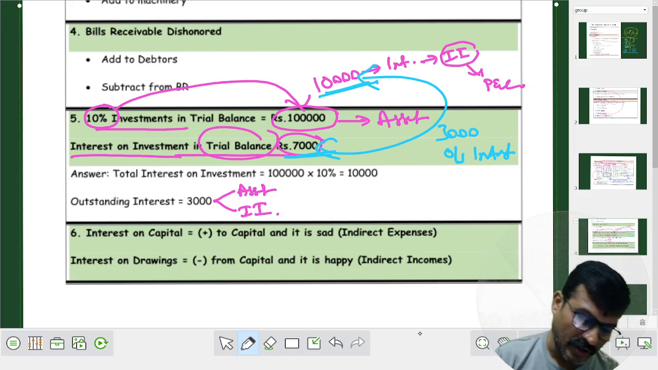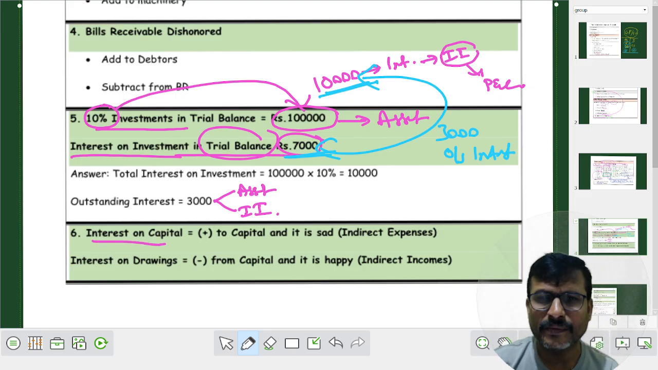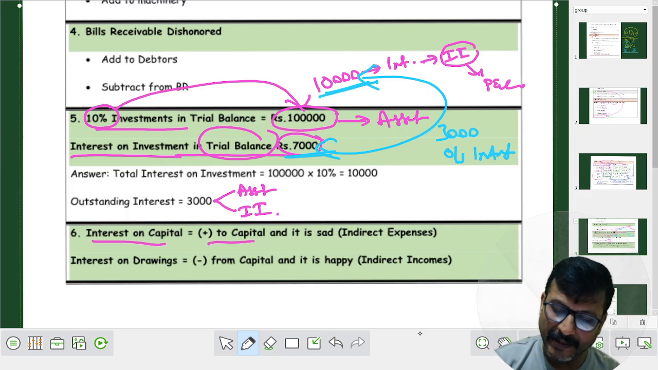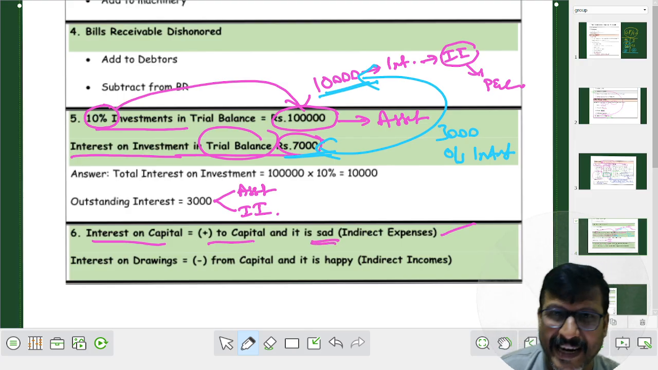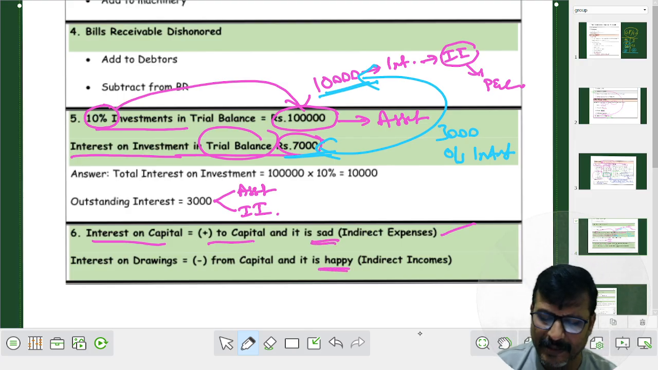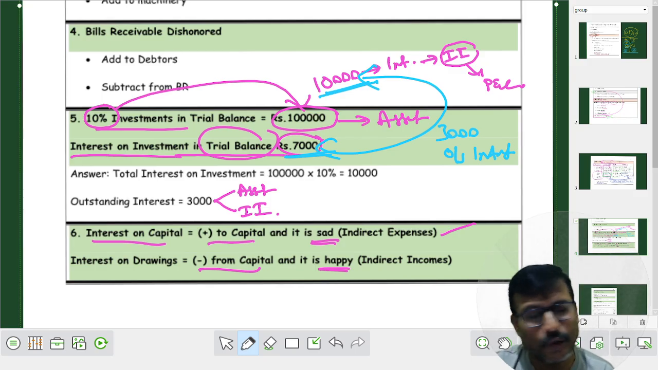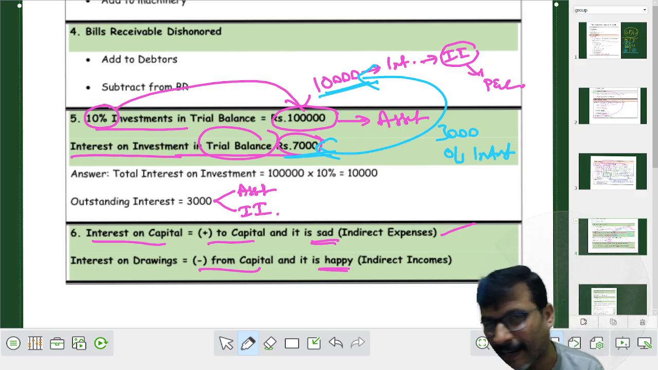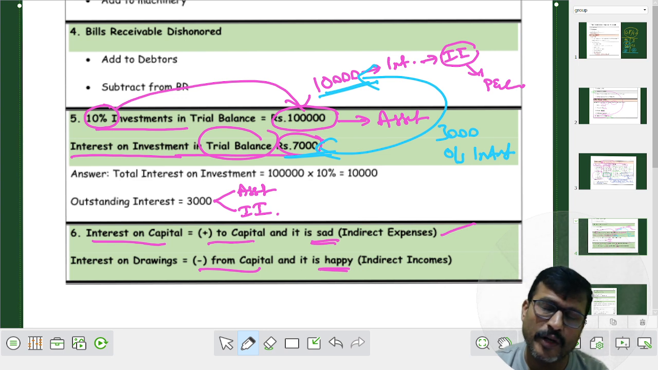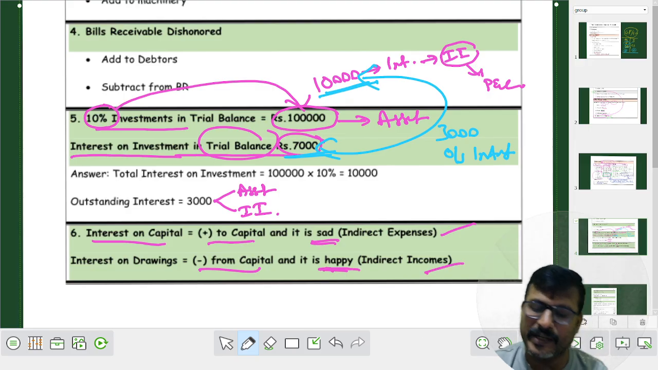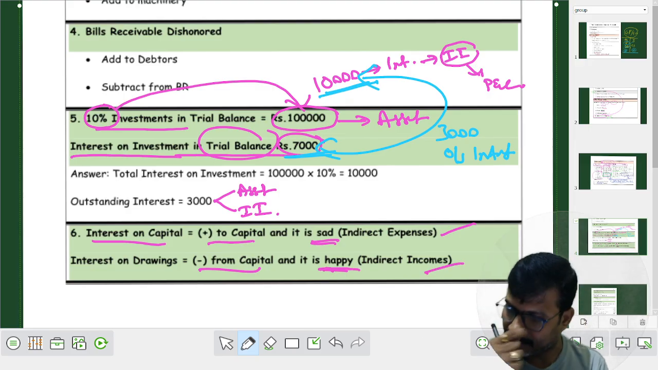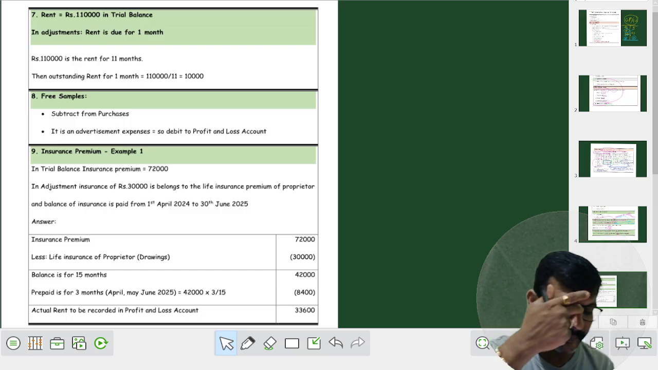Later, interest on capital, we already learned. We have to add it to the capital and it is an expense. I used to use the word SAD. SAD means expenses, happy means income. Interest on drawings is minus from capital. It is to be subtracted from capital only, because we are subtracting the drawings. Along with the drawings you subtract the interest on drawings, but it is happy, my dear student, as an indirect income.